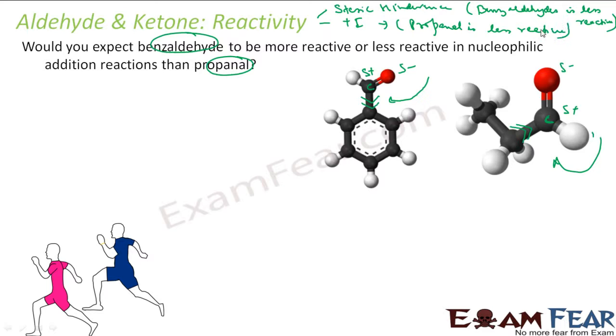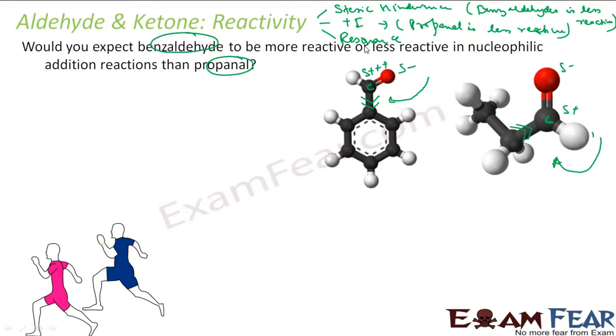Correct? Because if you compare by the I effect, propanal will actually be less reactive, because this alkyl group is giving electrons and is becoming less positive, and this benzene ring is taking electrons from this carbon and becoming all the more positive. This carbon is more positive than this carbon, right? Now we are confused. The first thing says benzaldehyde is less reactive, the second says propanal is less reactive. So here we have to see the third parameter also, which is resonance, because the moment we talk about the benzene ring, we talk about resonance.